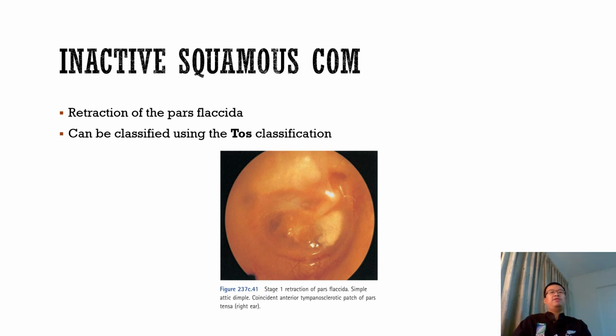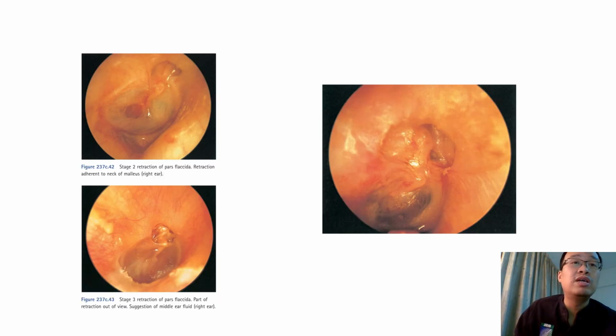Now, next up, let's look at the pars flaccida. We have what we call inactive squamous chronic otitis media, and we classify them based on the TOS classification. If we look at the small little dimple just above the malleus, that's TOS 1. TOS 2, you can see that the retraction is actually adhered to the neck of the malleus, so it's wrapping it, draping it around it. So the dimple is a larger dimple, you will call it.